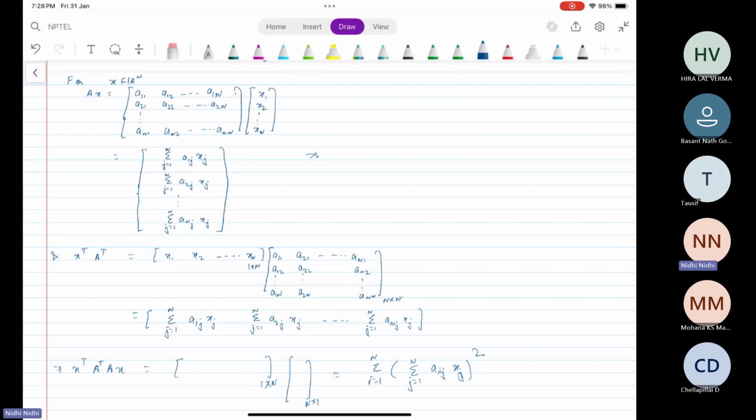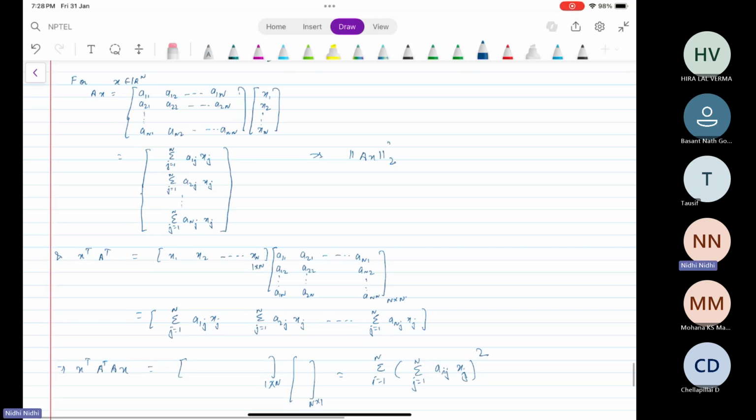And from here we have the norm of Ax, the L2 norm of Ax squared, is equal to the summation over i from 1 to n of the summation over j from 1 to n of A_ij x_j, whole squared. And this is the same as norm Ax 2 squared.